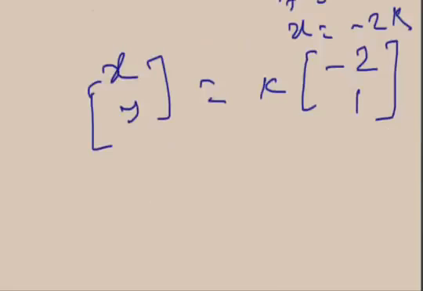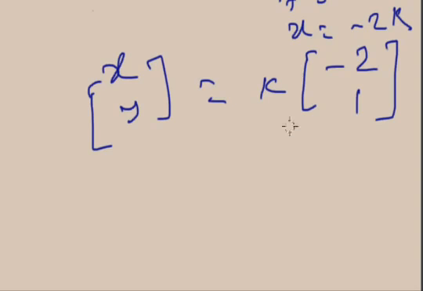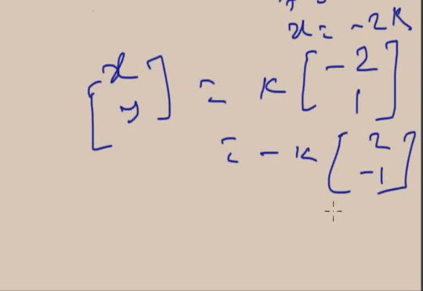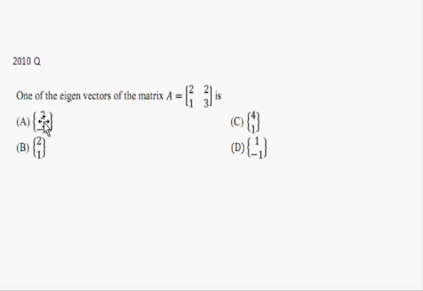See the option is this. So this can be obtained by multiplying by minus 1. You multiply it with minus 1, equals minus k into 2 and minus 1. So the eigenvector is 2, minus 1. So the answer is A.